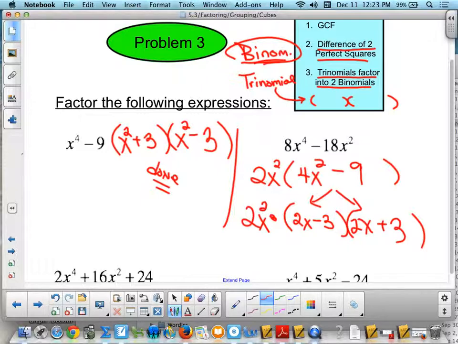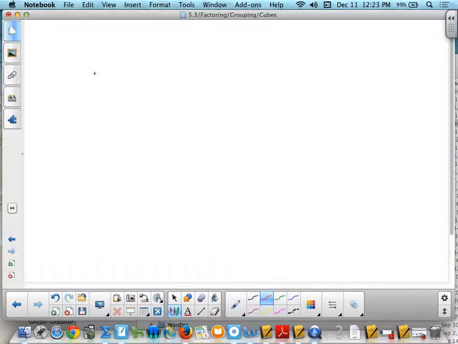This one had a GCF in it. All right. Go to your orange worksheet right now. Go to 16, everybody. Ethan, can you read it to me? 2x to the 4th minus 200x squared.